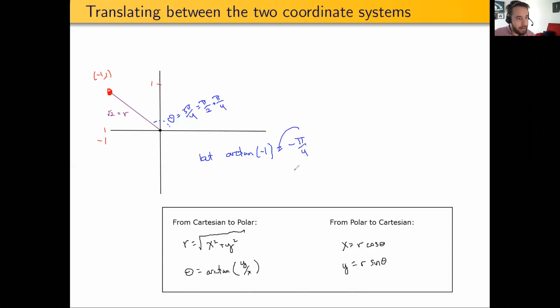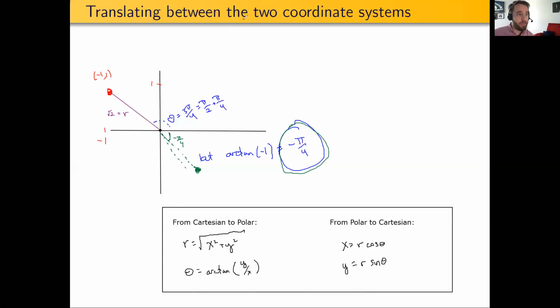In fact, negative pi over 4, right? Let me highlight this in green. Negative pi over 4 is really the angle that we would get right here, right? That's negative pi over 4. So what we're actually getting here is an angle that doesn't correspond to the point in question, but a point that's halfway around the circle.